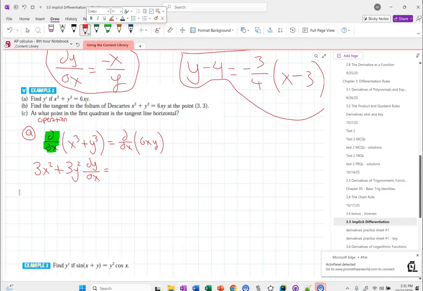How do I do the derivative of 6xy? What's the derivative of that? Yeah, who said product rule? That's right. Where's the product rule happening? Between the x and y. Those are two separate functions, right?